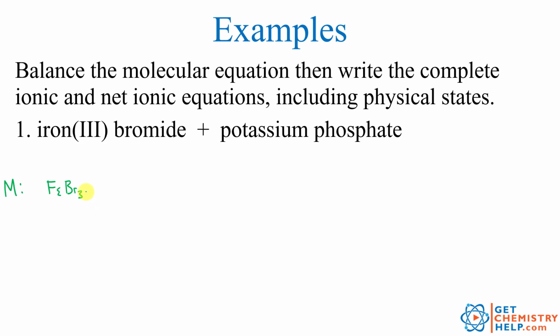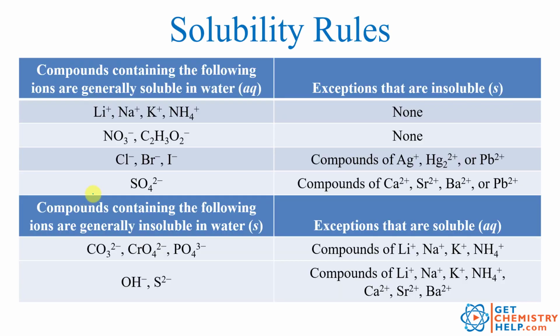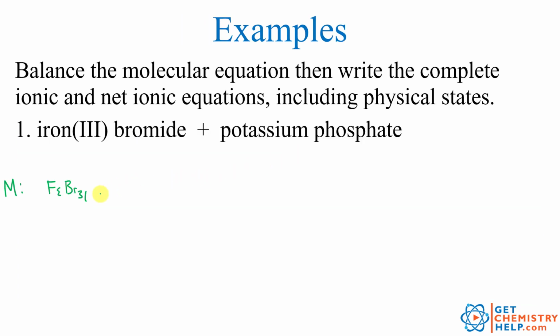And we can determine the physical state of this. Is iron 3 bromide aqueous, soluble in water, or is it a solid, insoluble in water? So we look over here and we want to find a rule for bromide, and it says bromide compounds are all soluble, or aqueous, unless they're combined with silver, mercury 1, or lead 2, which ours is not. So it must be soluble, aqueous.